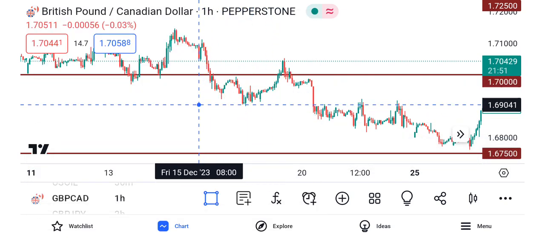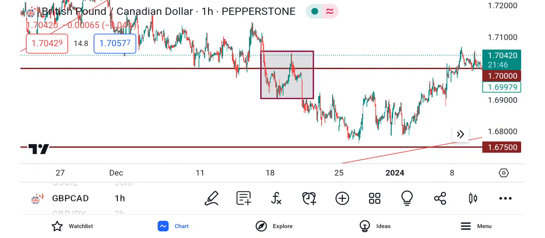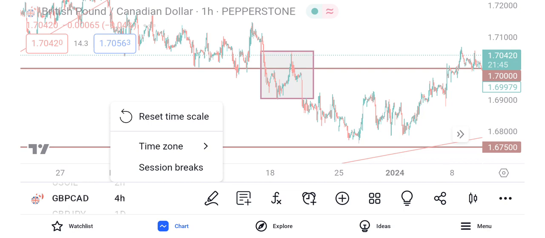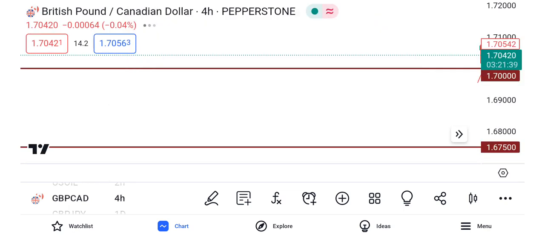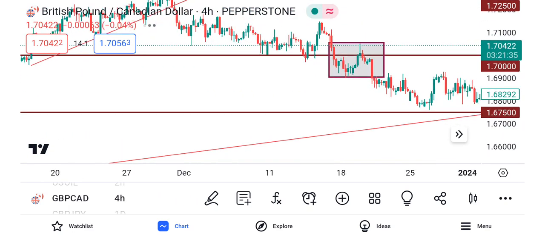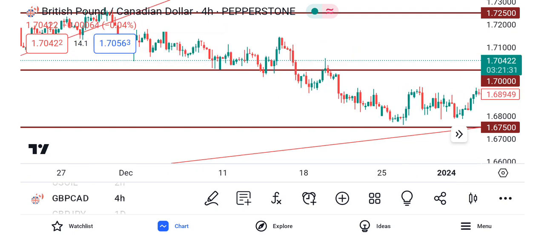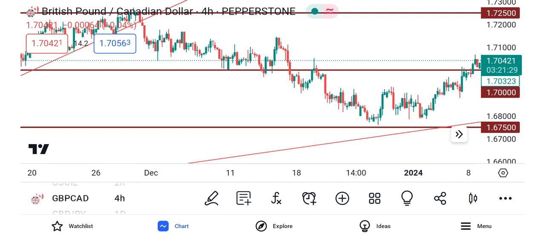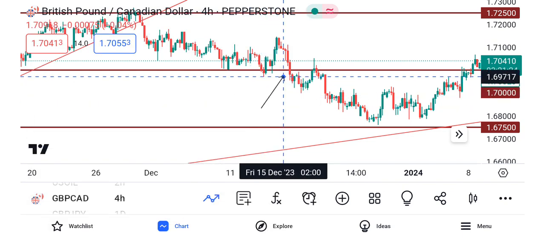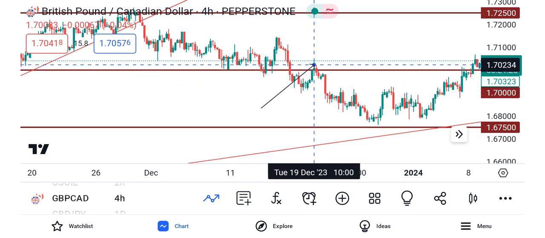Let me mark this out. Let's get to the 4-hour time frame and look back in time. You can see what happened there. Honestly, you won't have been on this trade right from the start. Then we will have waited for this nice pullback.